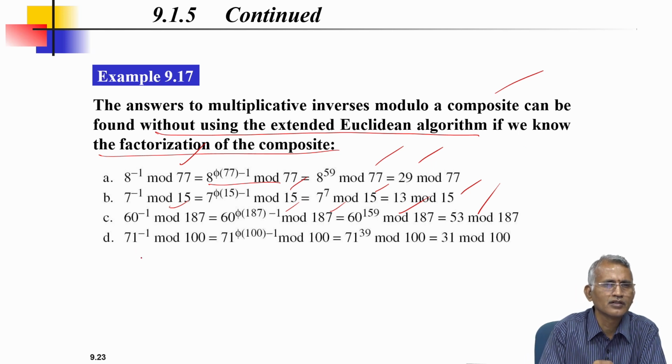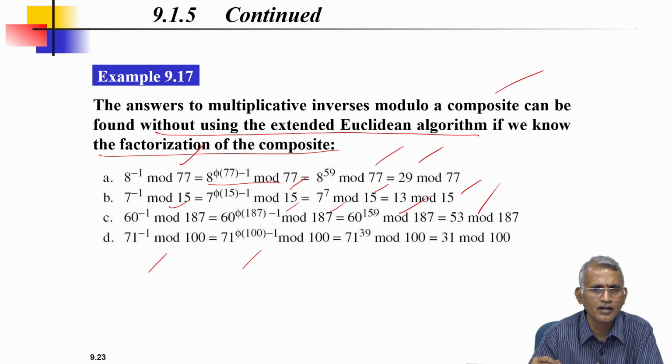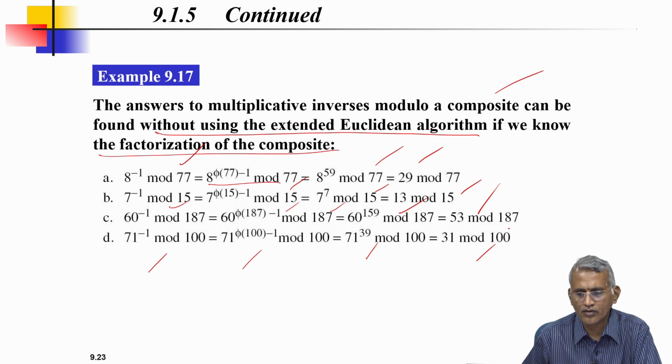Similarly, we can go for 71 power minus 1 under modulo 100, which is 71 power phi of 100 minus 1 under modulo 100, equal to 71 power 39 under modulo 100. So, the value is 31 under modulo 100.